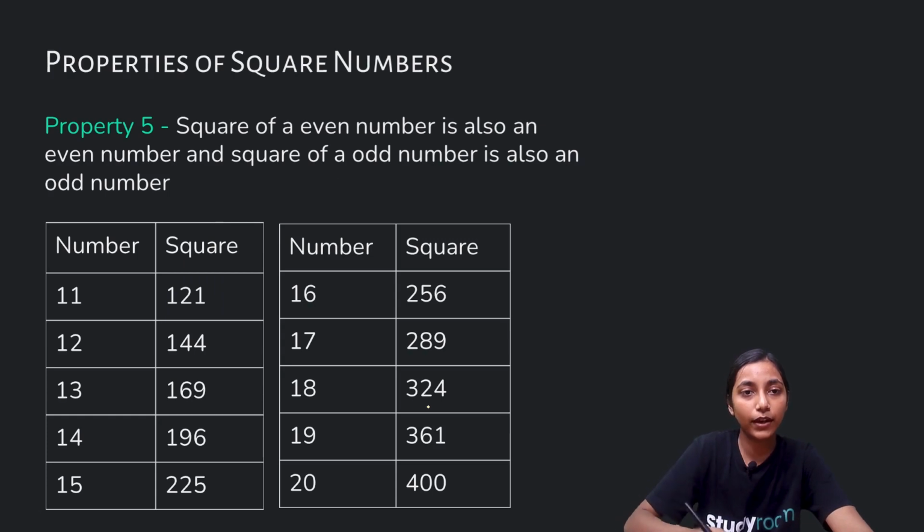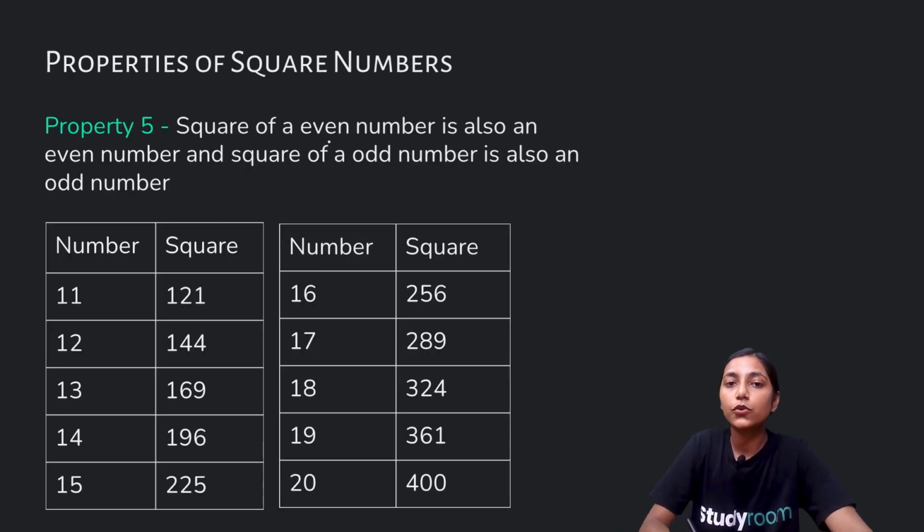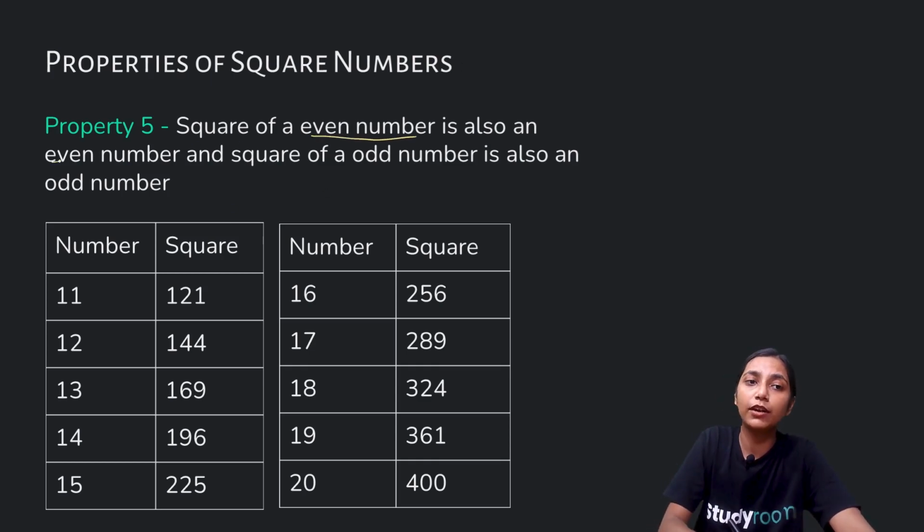Let's check. Okay, so here we have property number 5 now. Square of an even number is also an even number, and square of an odd number is also an odd number. What does property 5 state? It states that if there is an even number, its square will also be an even number. And if there is an odd number, its square will also be an odd number.